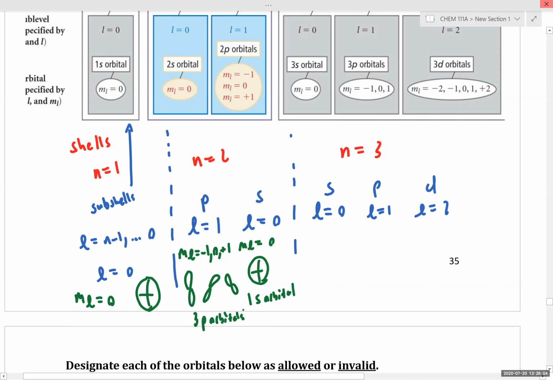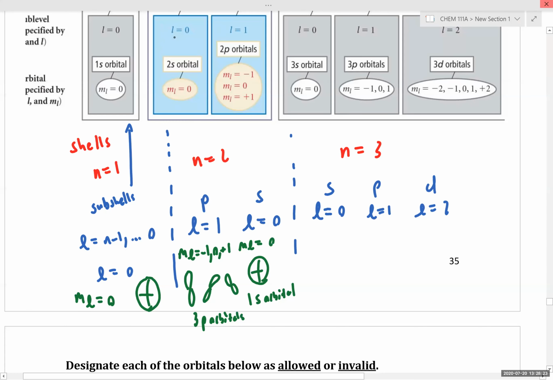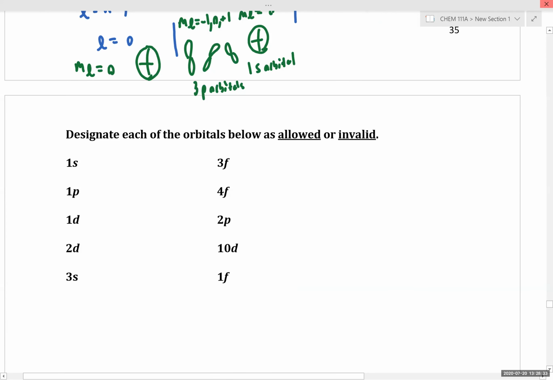Okay, so we start with our shell, then we look at our subshell, and then finally we look at the ML value to fully describe the exact orbital that is being used to describe our electron. Remembering that n dictates what numbers of L are allowed, which dictates what numbers of ML are allowed. So let's do a little bit of a comprehensive check, and let's try to designate each of the orbitals below as allowed or invalid. So let's take a look at this list.